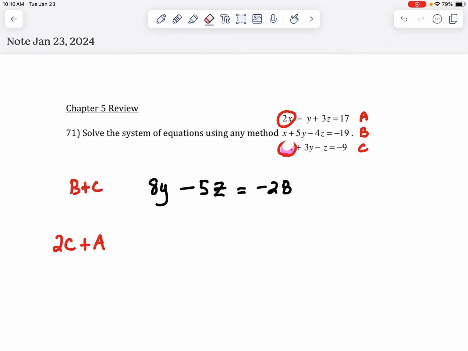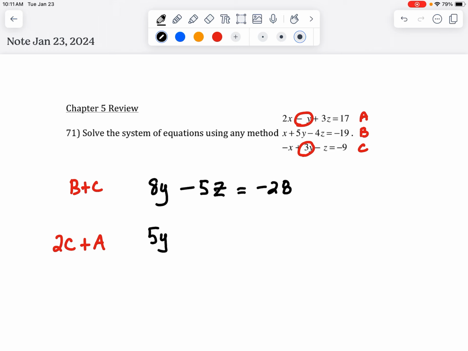That's good. Next up, go 2 times C, so that means this is 6y, and added to this leaves 5y. So we've got 5y. And then go 2 times C, so 2 times this will be negative 2z plus a positive 3z, leaves positive 1z behind. And then finally, for the constants on the right side, if you multiply this by 2, that's going to be negative 18, and add it to 17 equals a negative 1.